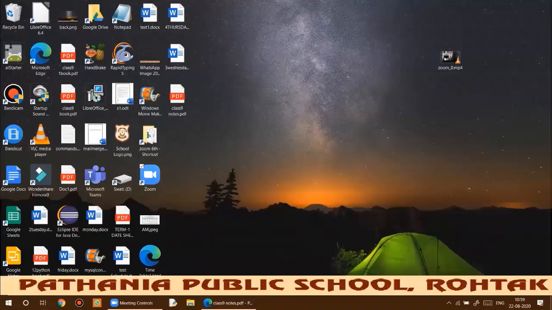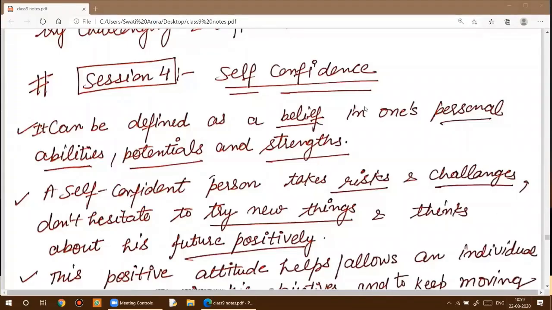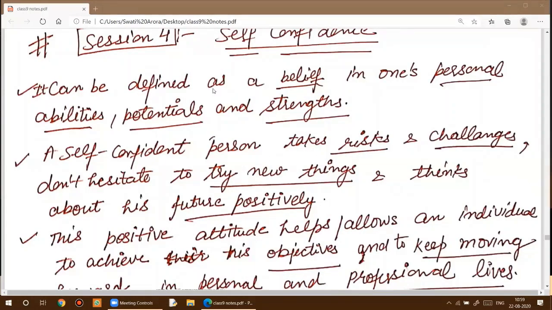So what is self-confidence? It can be defined as a belief in one's personal abilities, potentials and strengths. If you are self-confident, your belief system is very nice, you think in a positive way, you know your abilities, potentials and strengths, then definitely you will feel happy to accept the risks and the challenges that are coming in your life. When new things come, most people hesitate to accept them. So we must have a positive mind frame so that we may feel free to accept the challenges that new things are throwing at us.